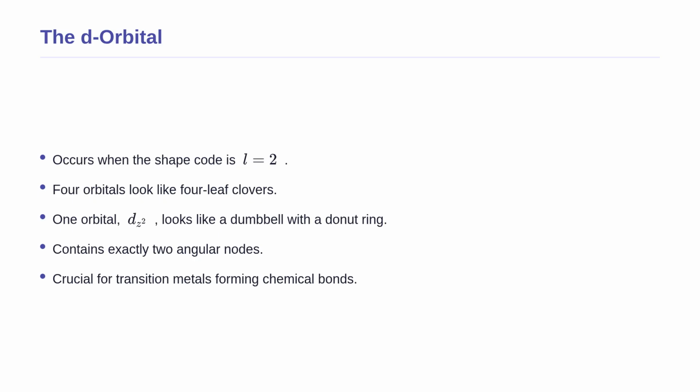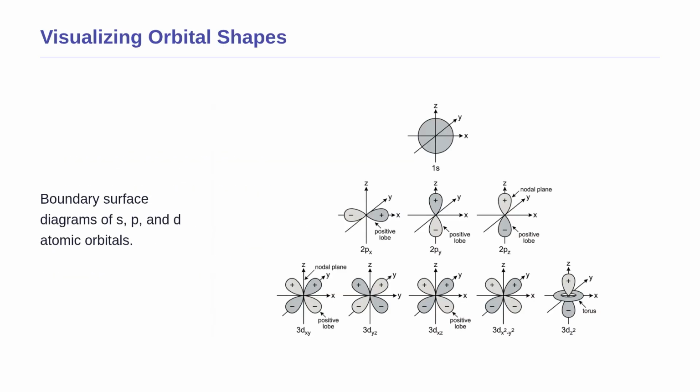These complex shapes have two angular nodes, meaning there are two intersecting flat planes where the electron probability drops to 0. These intricate shapes become incredibly important when transition metals form bonds, as the specific angles dictate how other atoms can attach. Before we move on to calculating nodes, let us see these shapes visually.